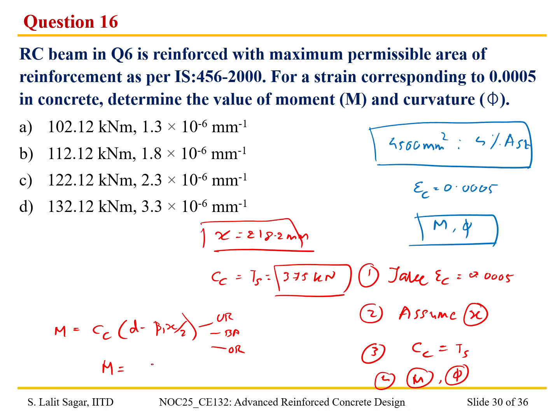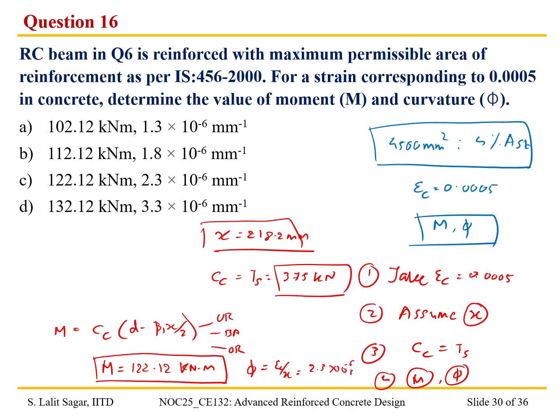122.12 kilonewton meter, right? And the curvature phi, that is epsilon c by x, is how much? 2.3 into 10 to the power minus 6.